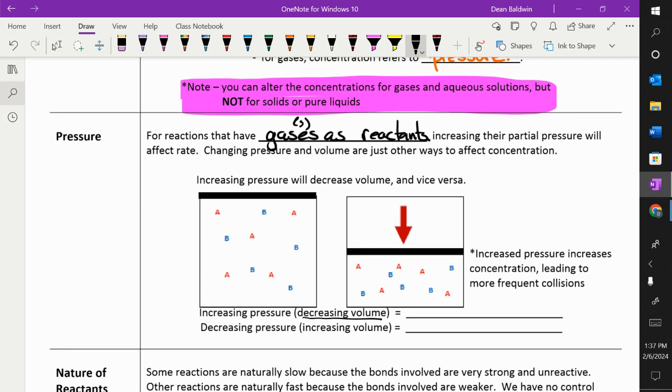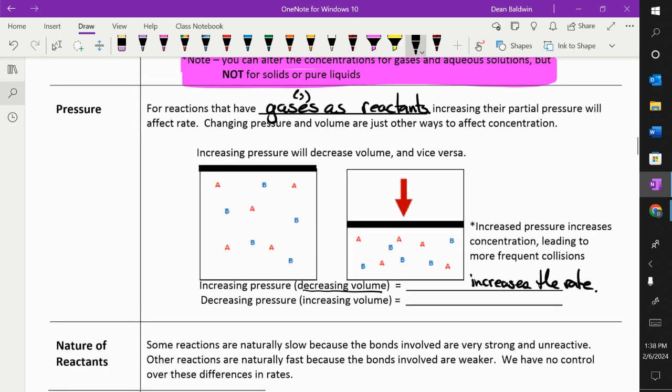So this is a good test question because I can say, what happens to this reaction if you decrease the volume? And then you got to think, well, decreasing the volume is going to increase the pressure, which is going to make the reaction go faster. Increases the rate. All right. Decreasing the pressure, which means I'm increasing the volume. So we're going from this, where they're really close together, and then we open it up, and the molecules go really far apart. They don't smash into each other as often. You get a slower rate, a decreased rate.